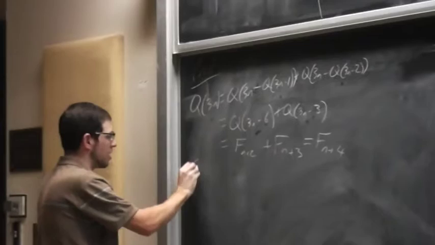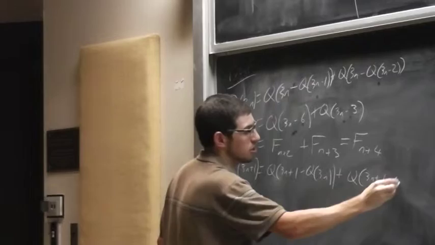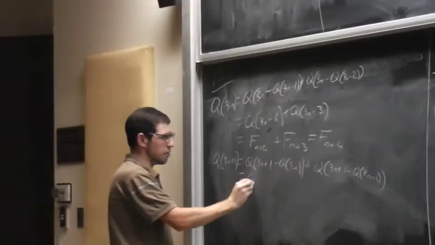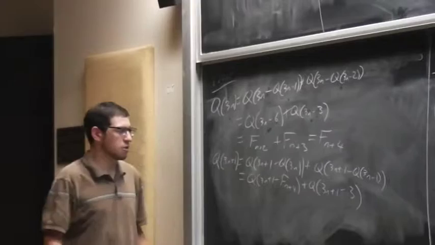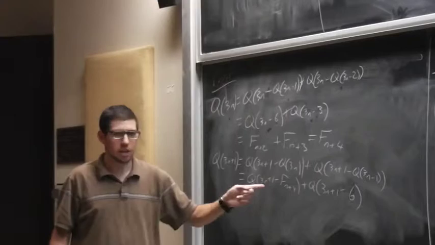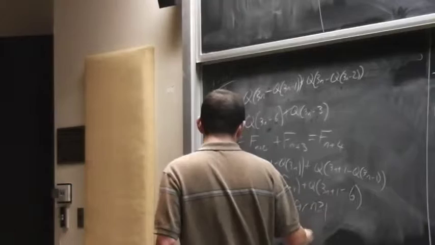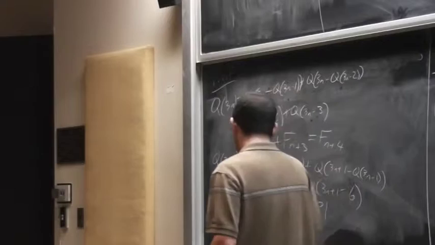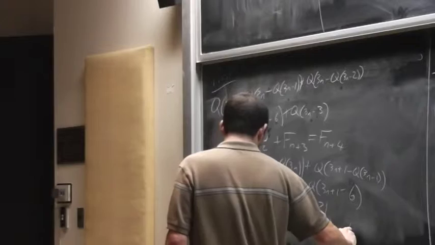And then 3n plus 1, that's Q of 3n plus 1 minus Q of 3n plus Q of 3n plus 1 minus Q of 3n minus 1. So this is Q of 3n plus 1 minus f n plus 4 plus Q of 3n plus 1 minus 3. So let's look at this one. There's a fact that f n plus 4 is greater than or equal to 3n plus 1 for n greater than or equal to 1. So this is just 0. And this is 3n minus 5. And that's equal to 3. And then the last case is simple.